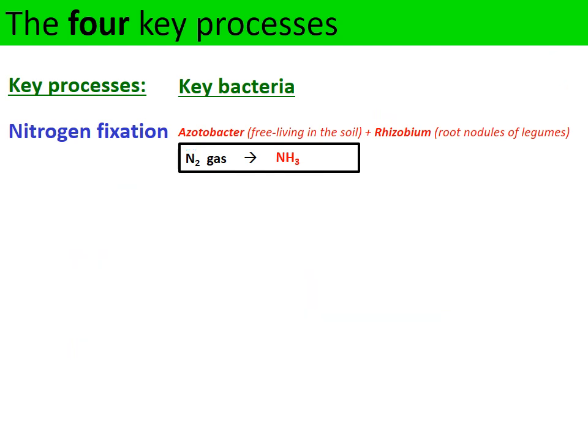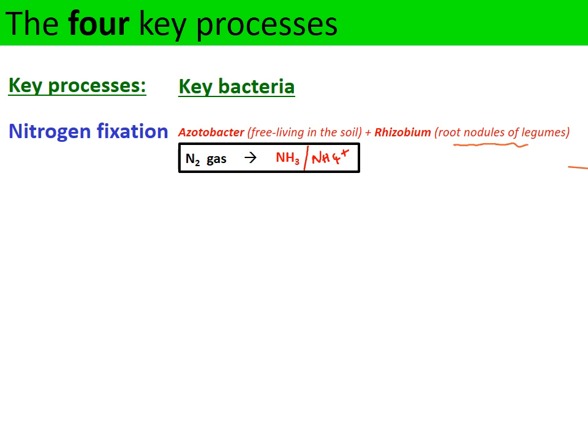So focus on this first nitrogen fixation step in a little bit more detail. Now we know the two bacteria, Azotobacter, that's free living in the soil, and Rhizobia, they live in the root nodules of the legume plants. And we know they take in the nitrogen gas, N2, and they fix this into ammonia, or we could say ammonium ions. It actually depends on the pH inside the bacterial cells.